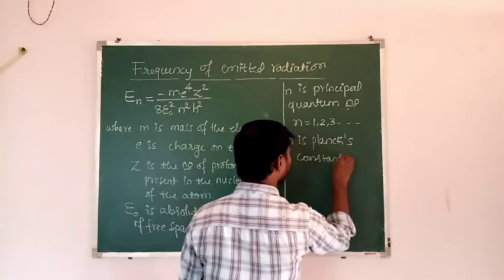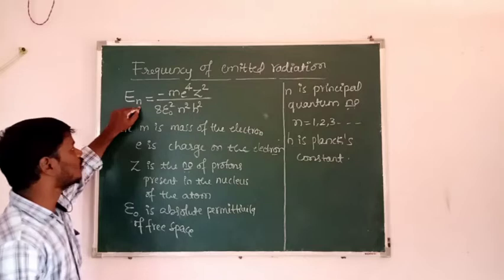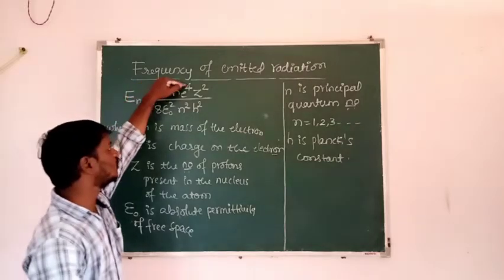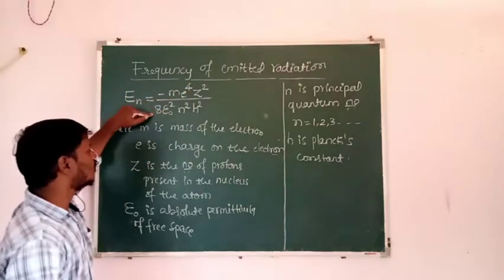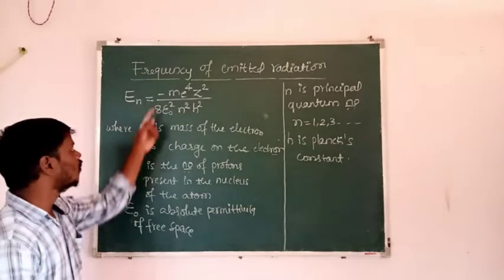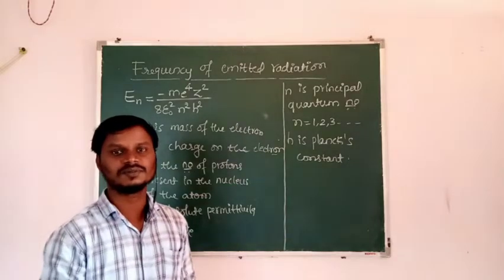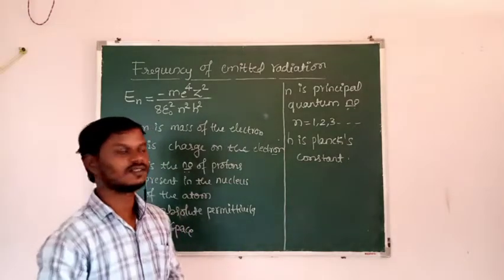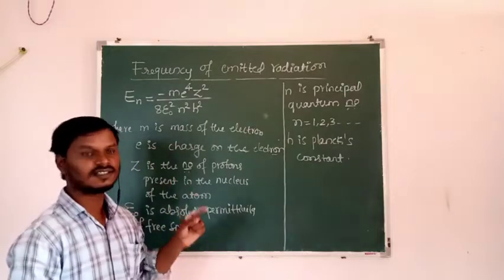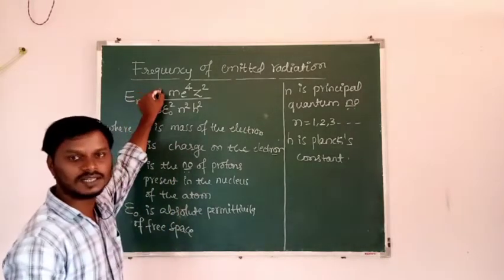So once again listen here, what is the energy of an electron in the nth orbit? That is En is equal to minus m into e raised to 4 into z square divided by 8 epsilon naught square into n square into h square. What does the negative sign indicate here? The negative sign indicates that an electron is bound to the nucleus due to the force of attraction.